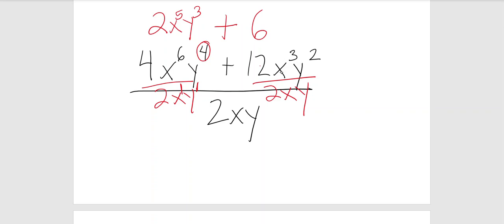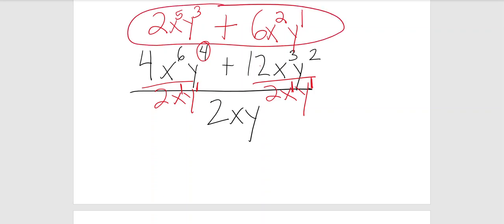Then on this side, I've got x to the 3rd divided by x to the 1. 3 minus 1 is 2. And then x to the 2 divided by y to the 1. 2 minus 1 is 1. So I've divided to get my answer by dividing each term by 2xy.